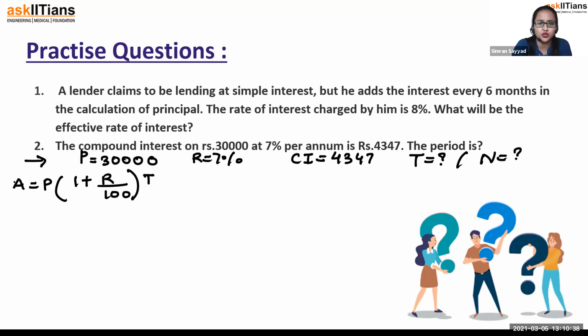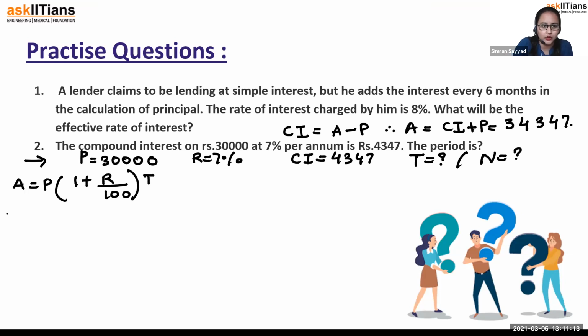Do we know the amount? No. So we have to calculate the amount first. We know that compound interest is equal to amount minus principal. Therefore, amount is equal to compound interest plus principal. So compound interest is this much, principal is this much, so the amount becomes 34347.